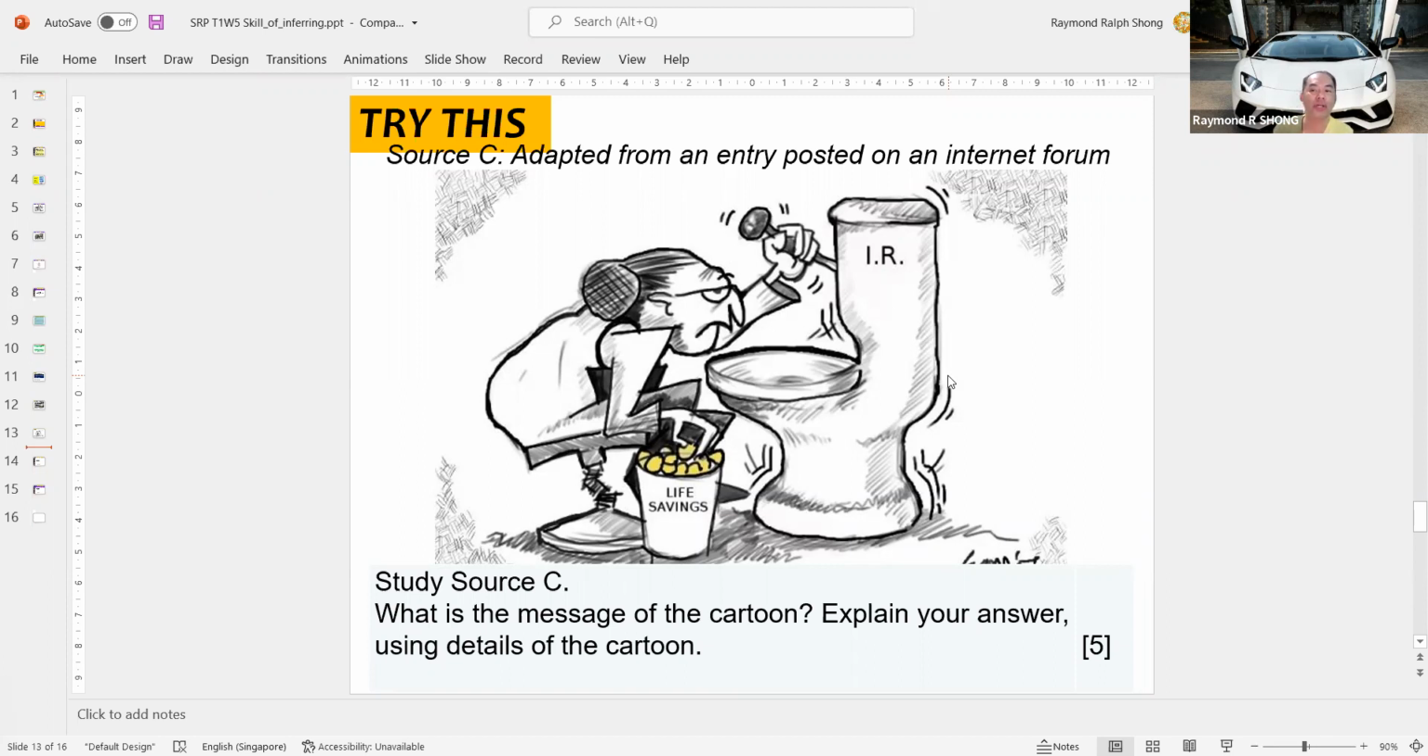So plus, neutral. Okay, see, adapted from an entry post on an internet forum again. So is this a positive, negative, or neutral? By looking at it, it's definitely minus already. 对吗？子英, right, 乔欣 agree now. It's minus already, right? So it is telling you what? 星辰, please give me your inference.